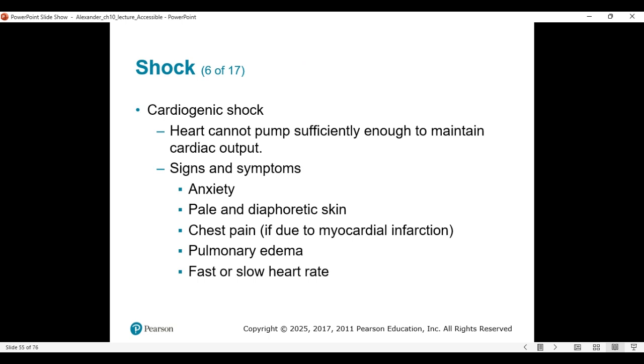The next form of shock is cardiogenic. This has something to do with the heart or the pump. So the heart's not pumping sufficiently to maintain the cardiac output. One of the biggest causes is an MI, or myocardial infarction. Signs and symptoms: they'll be anxious, they'll have pale, diaphoretic skin, chest pain, especially if it's due to an MI. We'll start to see maybe some pulmonary edema because the heart's not pumping, so it's going to back flow into the lungs. And our heart rate could be either fast or slow.